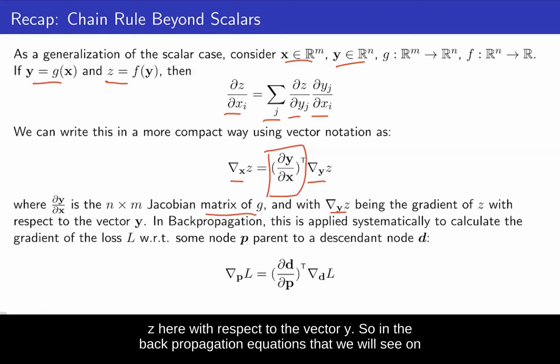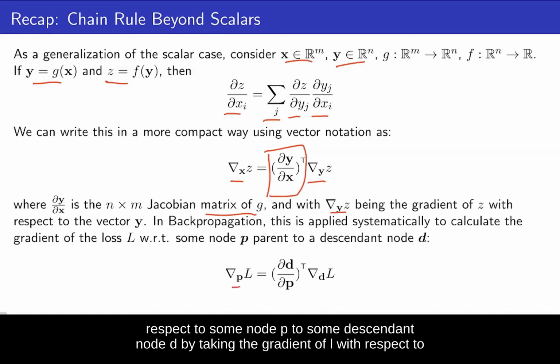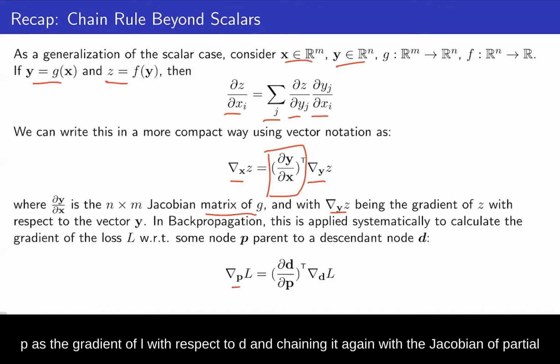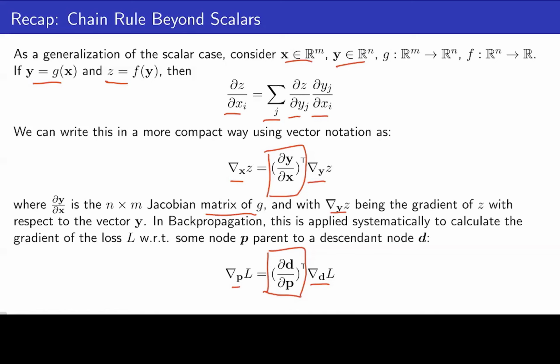So in the backpropagation equations that we will see on the next slides, we will use this quite systematically when we derive the gradient of the loss with respect to some node P from some descendant node D, by taking the gradient of L with respect to D and chaining it again with the Jacobian of partial of D over partial of P, transposed. So this is the same as what we saw up here, of course.